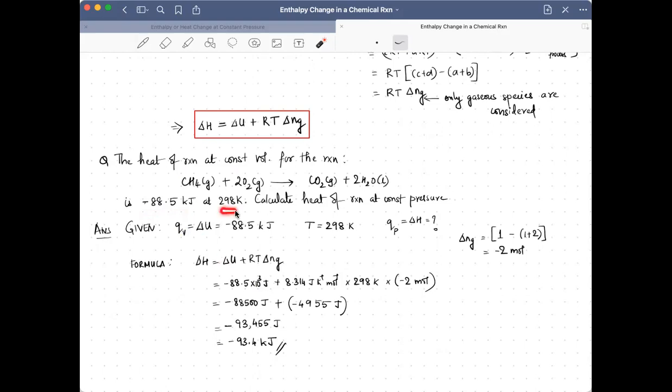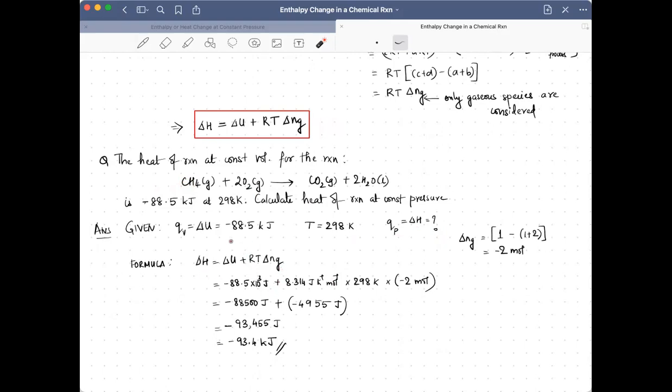And what we are given is temperature, 298 Kelvin. We are asked to calculate the heat of the reaction at constant pressure, that is QP, which is equal to delta H. So this is what we have to calculate for this reaction, the enthalpy. The formula that we use is the one we just looked into how to derive, and this formula is delta H equals delta U plus RT delta NG.